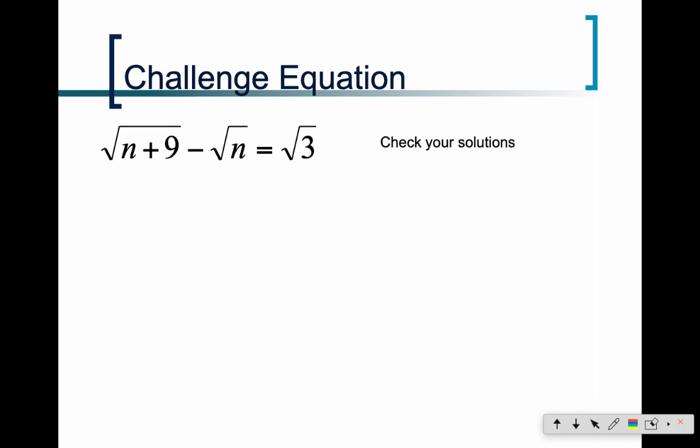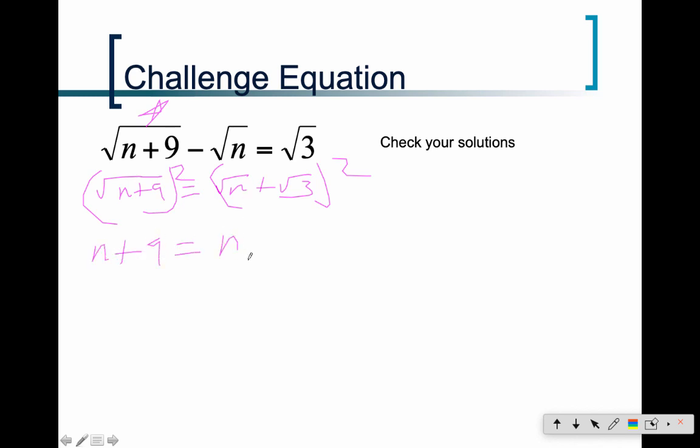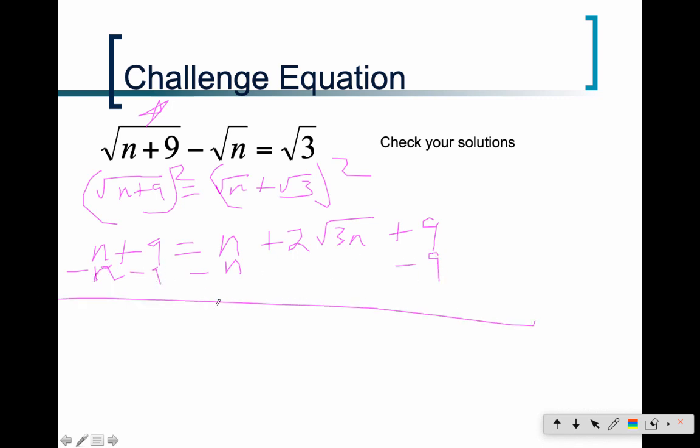When I do one like this, I would move this over. I would move this over. So I would solve for this one before I squared both sides. And now when I square both sides, I get n plus 9 equals square the first term, multiply them together and double it. There's square root of 3n, double it times 2. Square the last term. Oh my goodness, look what's going to happen here. We're minusing n, we're minusing 9.